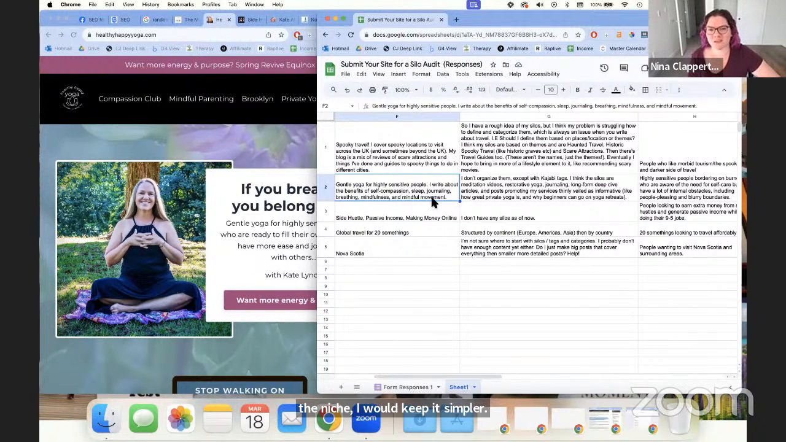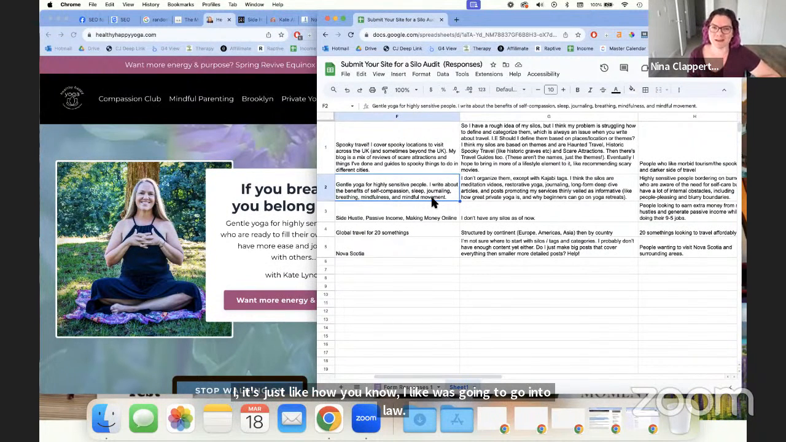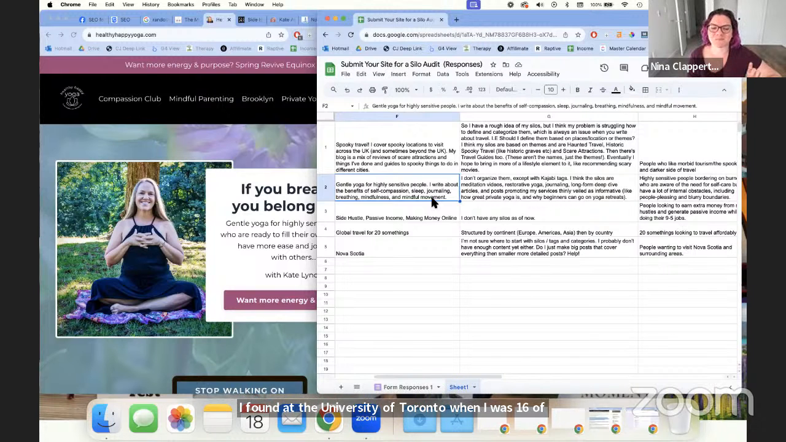So when I used to write novels when I was a kid, and this is how you know I was going to go into law. I found at the University of Toronto when I was 16 a loophole in their master's programs that I could go to a master's class that they had on writing novels. Everyone else was like 30 plus because it was a specialty master's. And I was there at 16 with my little novel. The one great thing they taught us was if you can't describe your novel in under 28 words, you don't know what it's about. And I think for a blog, if you can't describe it in under 6 words, maybe 7 max, you don't know what your niche is.